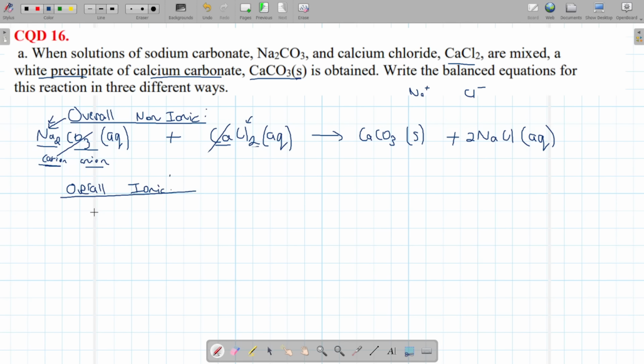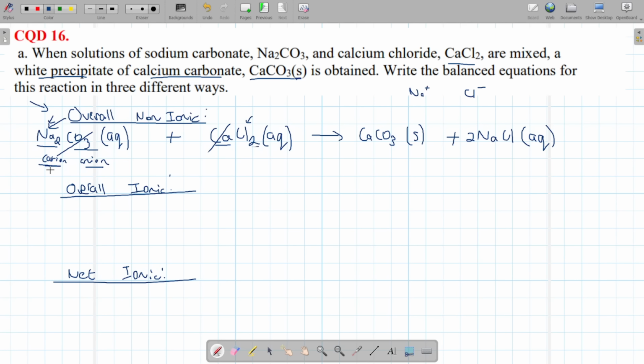Okay, which we're gonna do now, and then the last way will be net ionic. I'll explain each one by one, okay? For overall ionic, you have to split everything into charges, into ions, okay? That's why we say overall ionic. We want to split it into ions. I always advise you to start with the overall non-ionic because after you have this reaction here, it will make everything way easier, okay?